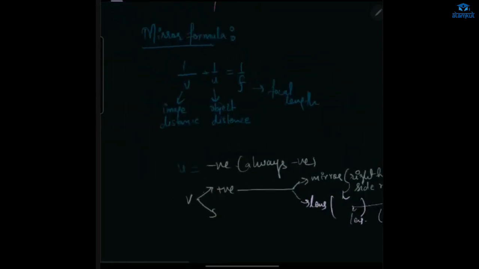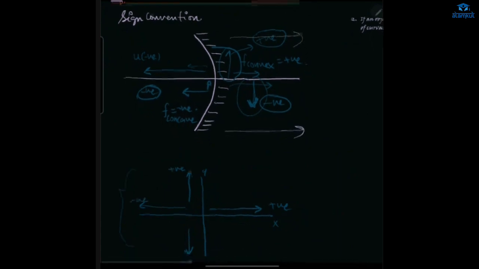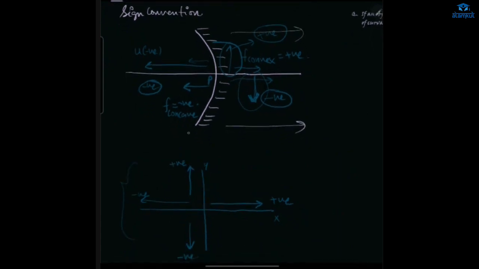Why? Because, in the next lecture when I tell you about the lens, you'll see that the images that are real we get on this side of the lens. But for a mirror, we always get the real images on the same side as that of the object.